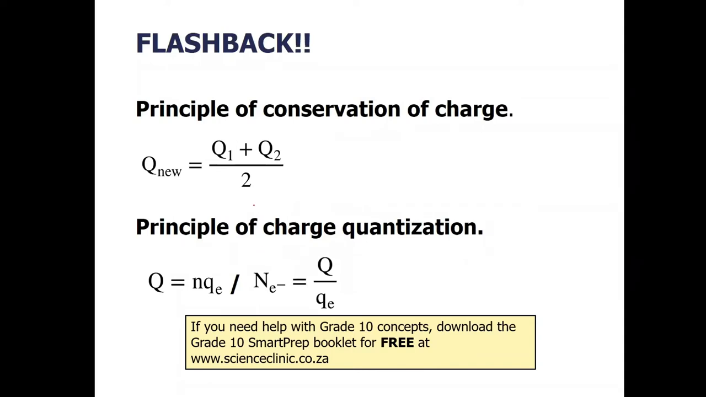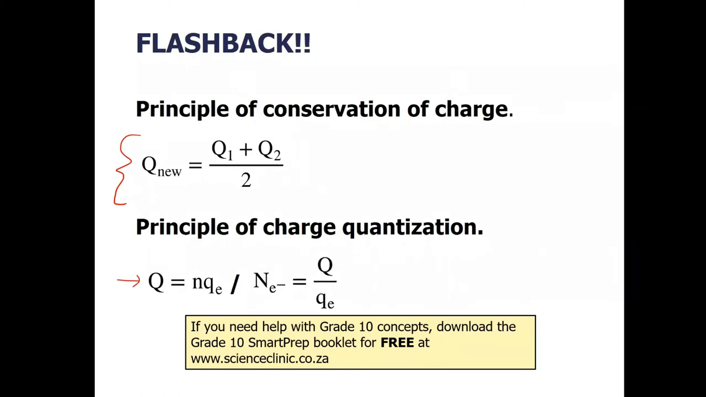Now, we can use this first equation over here to tell us how much charge is on each object after they touch. But this one down at the bottom, we use to say how many electrons move over from one object to another, because electrons are charge carriers.